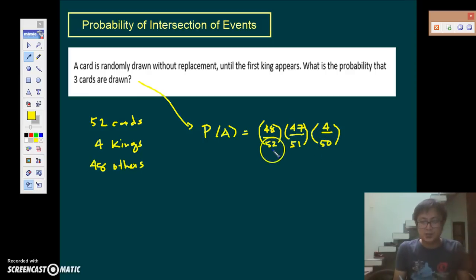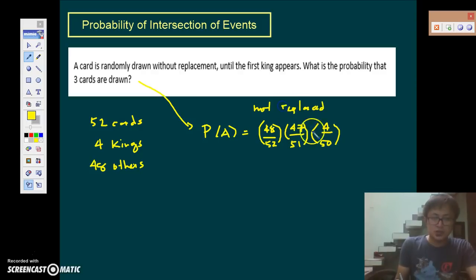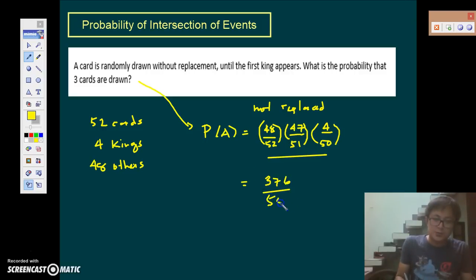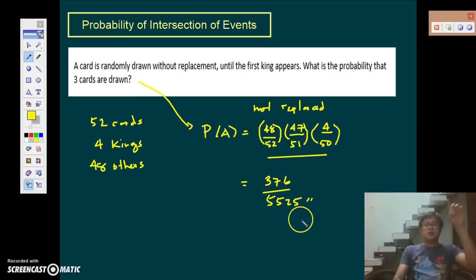So you see what's happening in the denominators: 52, 51, 50. Why? Because the cards picked are not replaced. That's important. Not replaced. So just multiply these, and that's the answer: 48 over 52 times 47 over 51 times 4 over 50. So we have here the answer, 376 over 525.